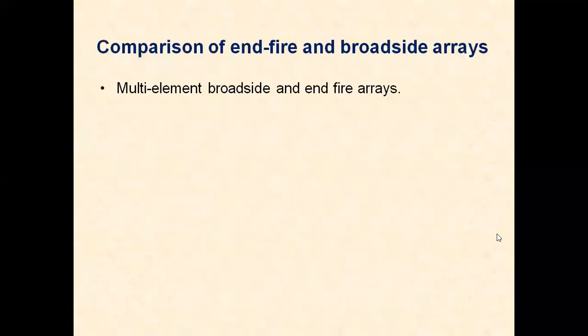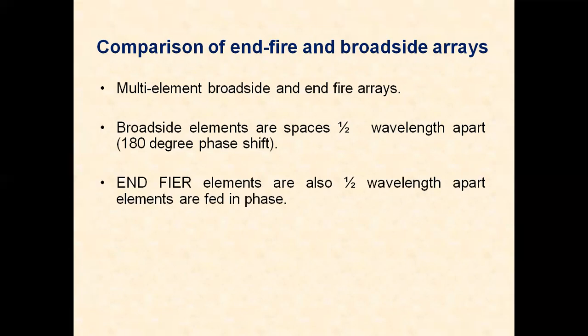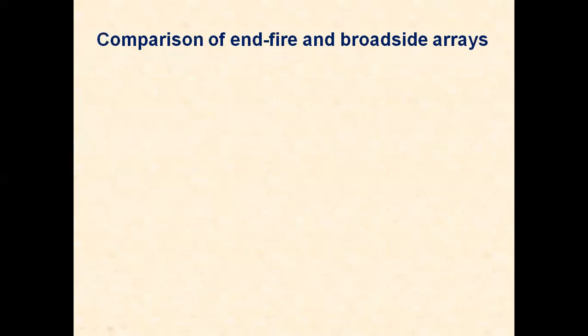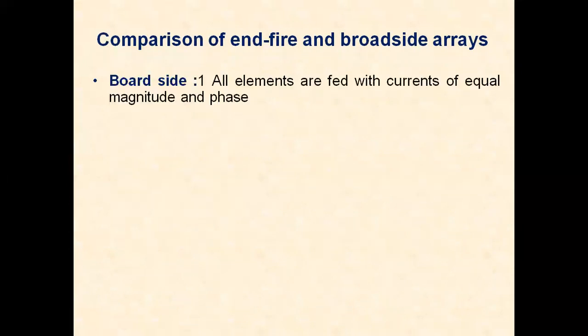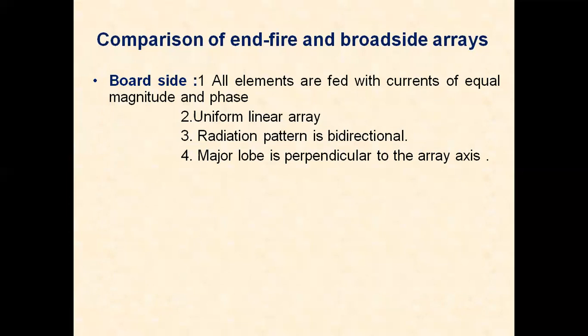Now let us compare the end-fire and broadside arrays. Multi-element broadside and end-fire arrays. Broadside elements are spaced lambda by 2 wavelength apart. End-fire array elements are lambda by 2 wavelengths apart and they are fed with a progressive phase shift, whereas broadside is fed in phase. Radiation from all elements is summed up at the end. In broadside, all elements are fed with currents of equal magnitude and phase. Uniform linear array, radiation pattern is bidirectional. Major lobe is perpendicular to the array axis.